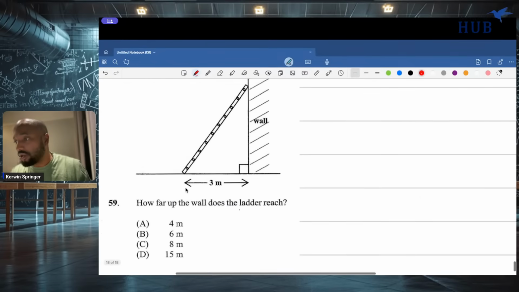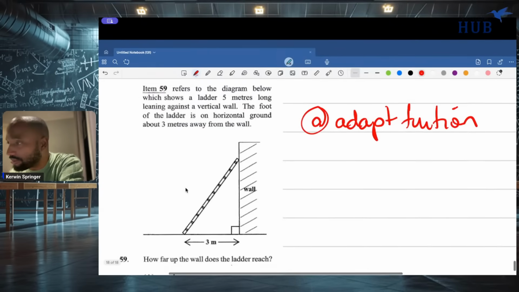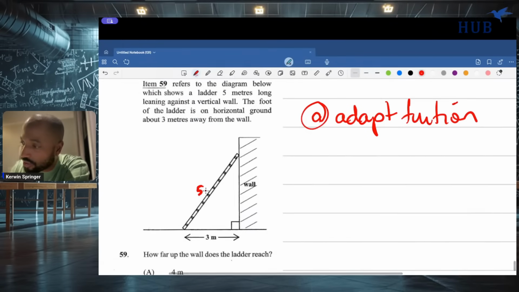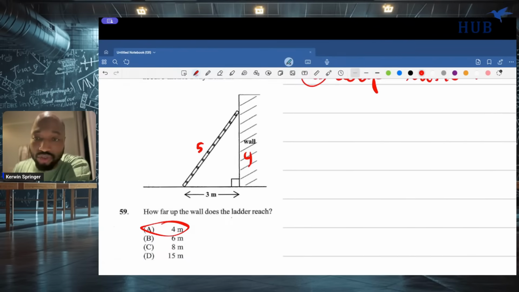Good quality. How far up the wall does the ladder reach? Is it 3, 5, or 4? So this is the common 3, 4, 5 question. Just imagine 3, 4, 5 one time.